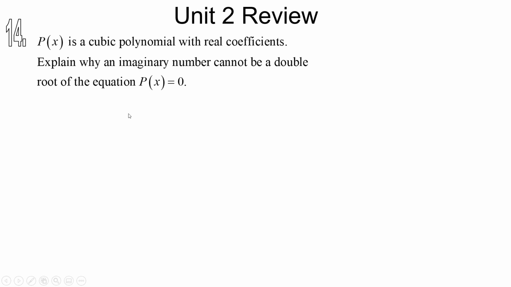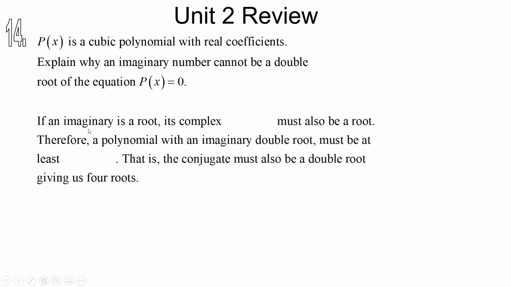So let's write that down officially. If an imaginary number is a root, its complex conjugate must also be a root. Therefore, a polynomial with an imaginary double root must be at least 4th degree. That is, the conjugate must also be a double root, giving us 4 roots. A cubic cannot have 4 roots.